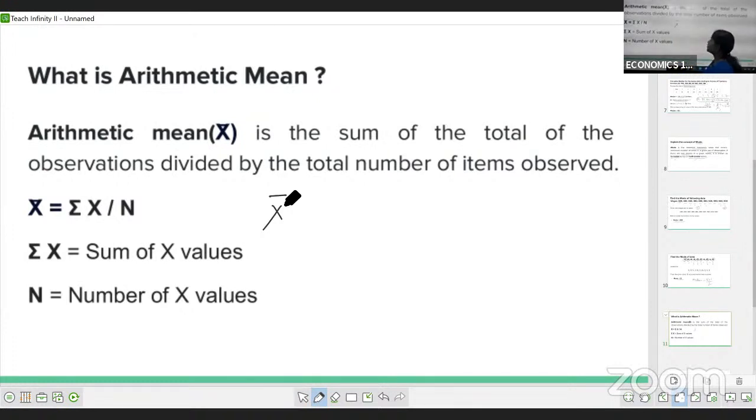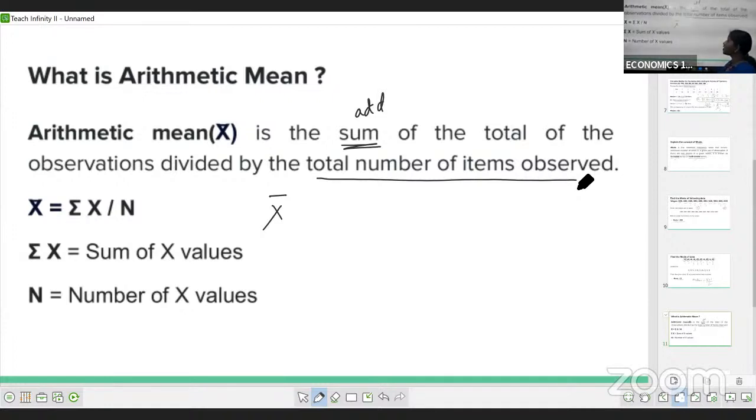What is its definition? Arithmetic mean is the sum of the total of the observations. Whatever data you get, you have to add it all up. Sum means addition. And whatever you added should be divided by the total number of items.